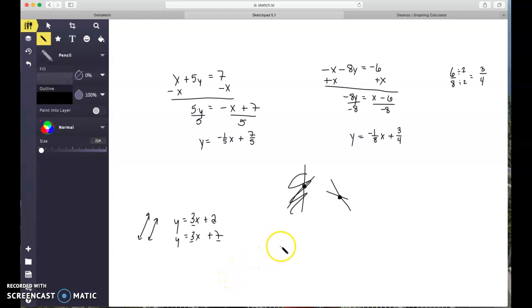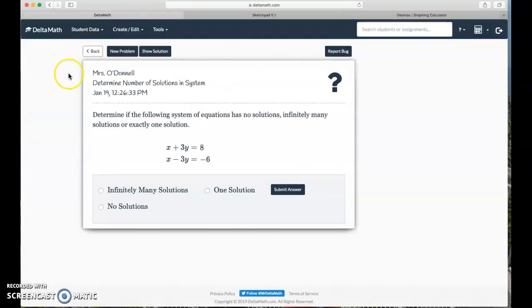Lines that overlap or that are exactly the same would have the same slope and the same y-intercept when you solve it to be in y equals mx plus b form. So that would be infinitely many solutions, right? So this is infinitely many solutions, this is 0 solutions, and this is 1 solution. Okay? All right, that's about it.